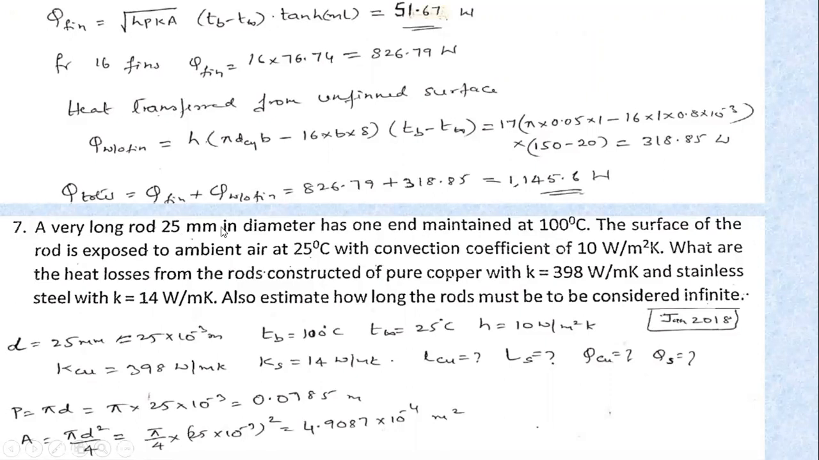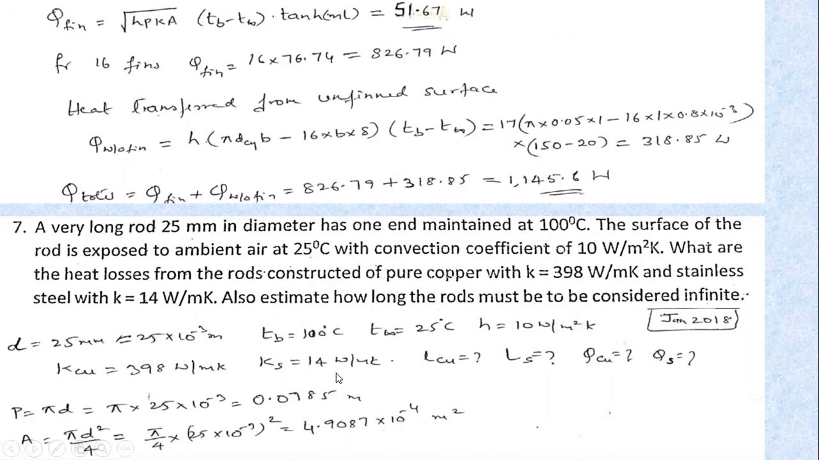And that rod is 25 mm in diameter, has one end maintained at 100 degrees centigrade. That means one end of the rod, let us assume that as a base temperature, TB, is 100 degrees centigrade. The surface of the rod is exposed to ambient air at 25 degrees centigrade. That means T infinity is 25 degrees centigrade with a convection coefficient of 10 watt per meter square Kelvin. That means the value of h is 10. What are the heat losses from the rods constructed of pure copper with k of 398, and stainless steel with k as 14?